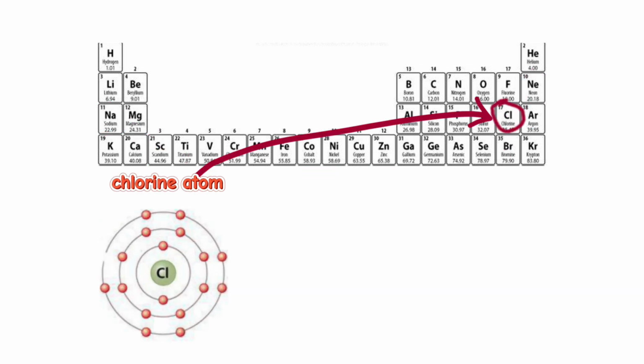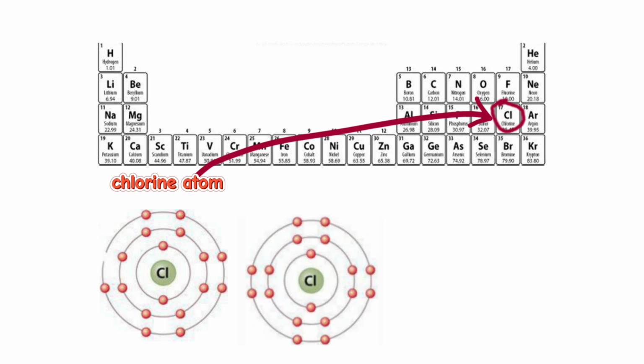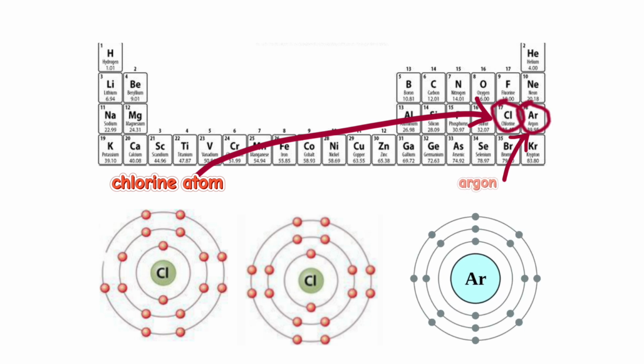Chlorine has 7 valence electrons, so if it takes one, it will have 8. The chloride ion has the electron configuration of argon. When it gains an electron, the resulting ion is called chloride ion.